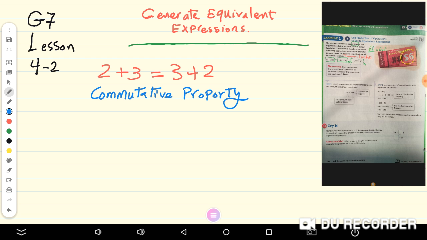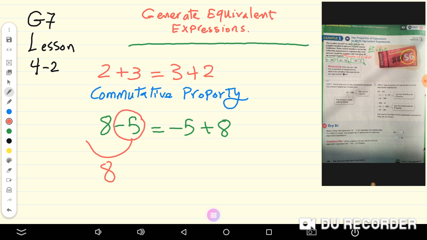Also, if I have a negative number, like 8 minus 5, I can write it as negative 5 plus 8, because the sign of 8 is positive. It's the same. It's called commutative. So I can flip the numbers: first becomes second, and second becomes first, with its sign. As you see here, when I flip the numbers, I take the sign with the 5, because the sign of 5 is minus.